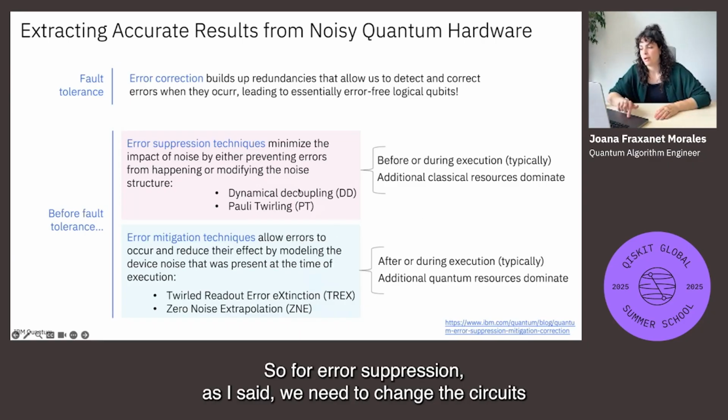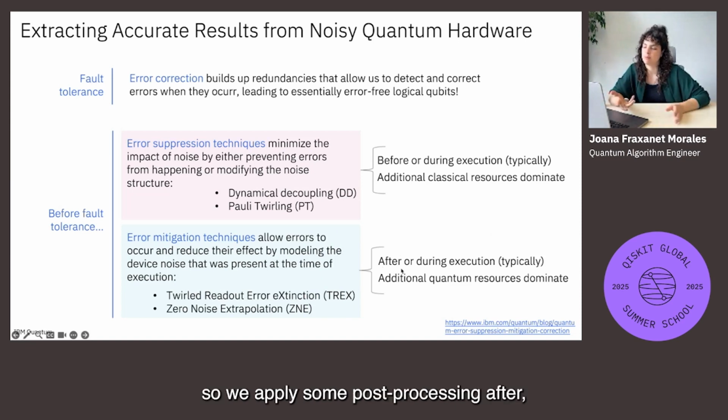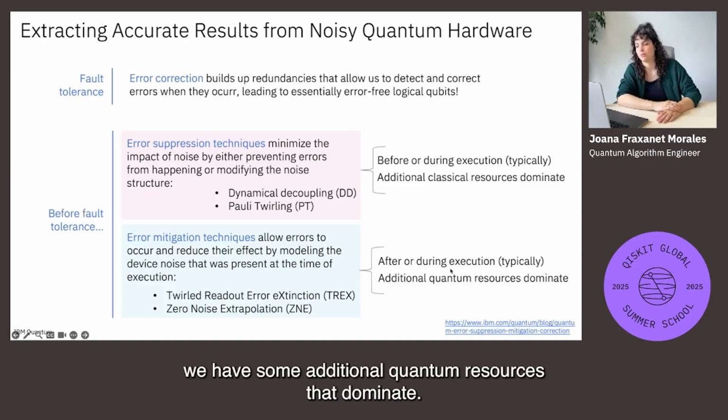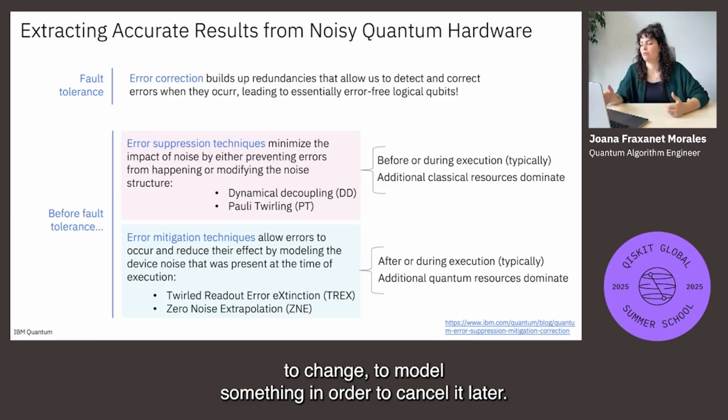So for error suppression, as I said, we need to change the circuits before. And for error mitigation, we apply some post-processing after. And sometimes, and most of the times, we have some additional quantum resources that dominate. So we might have to do more executions, for example, to learn the error or to model something in order to cancel it later.